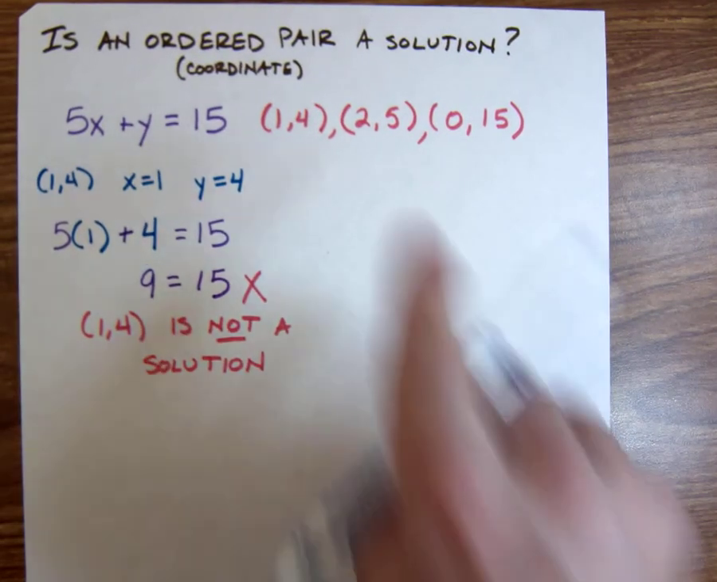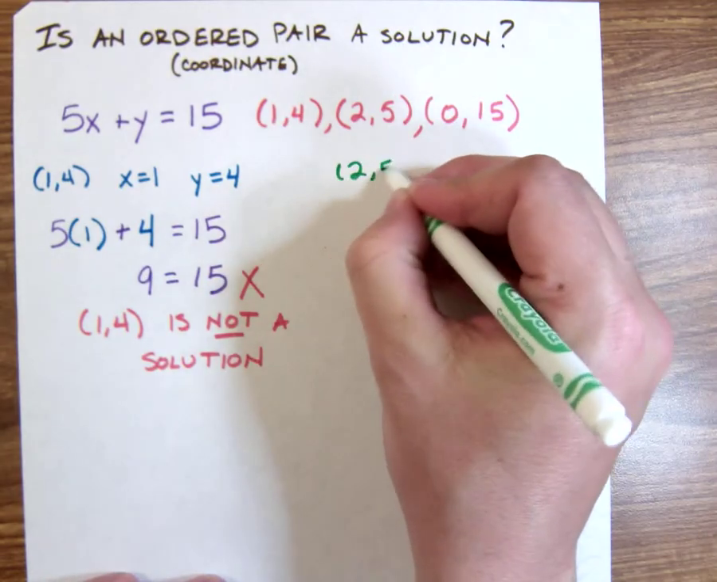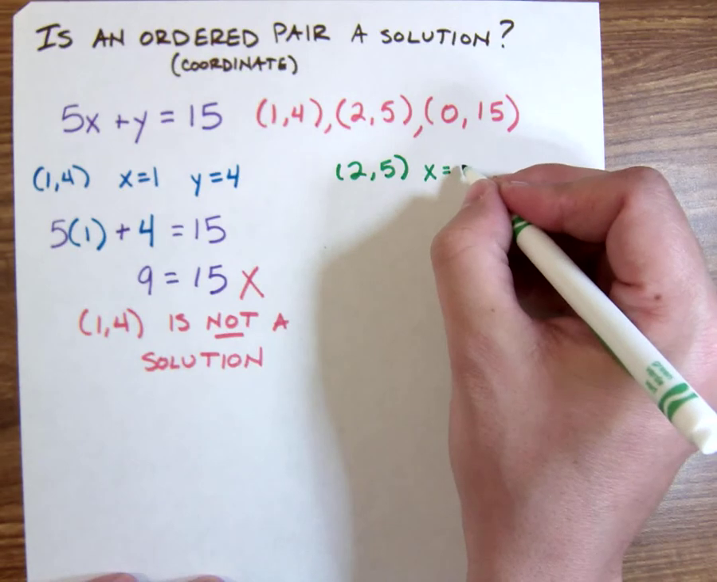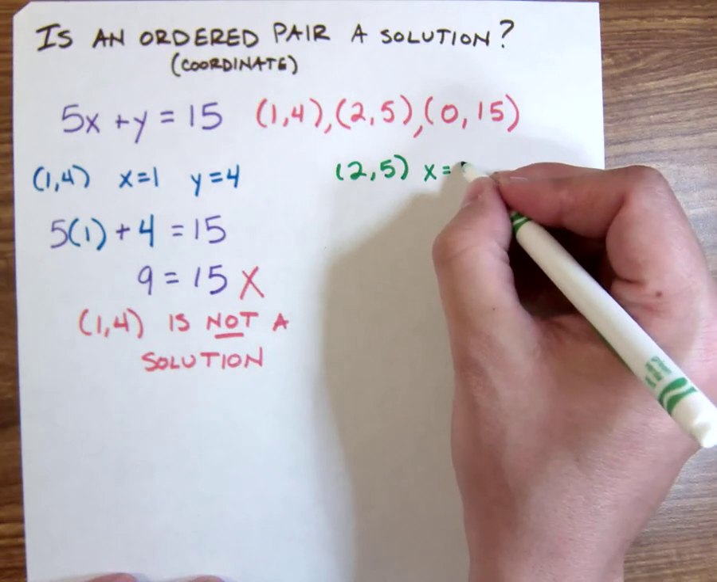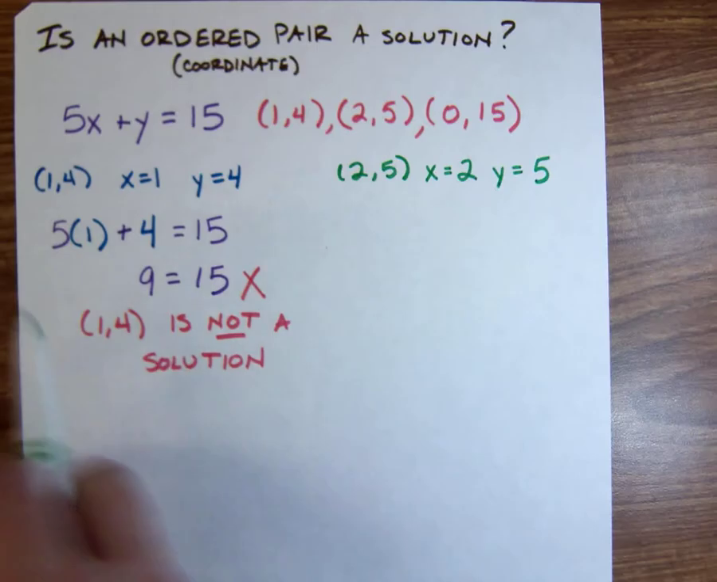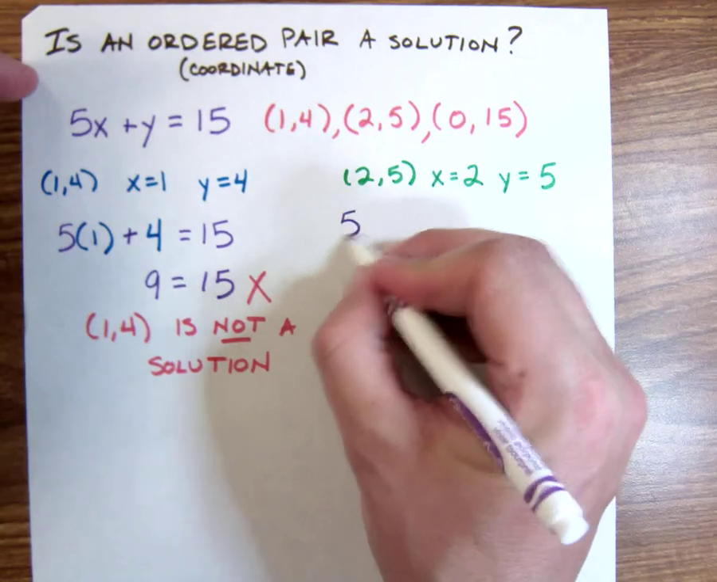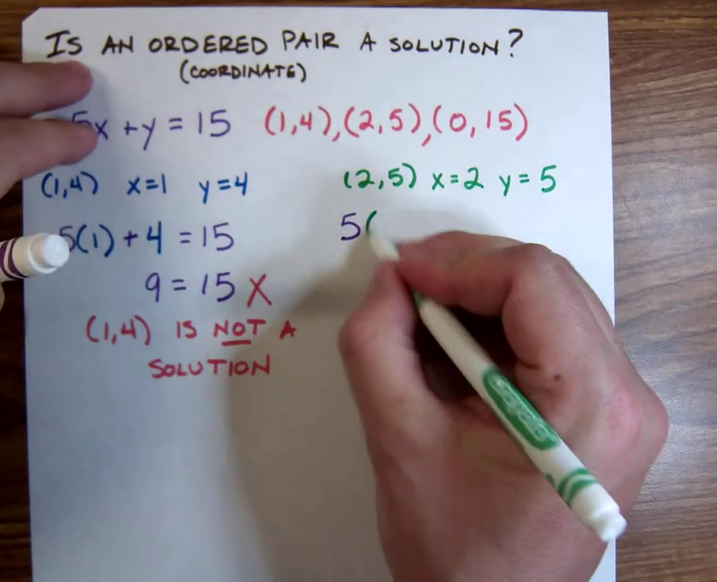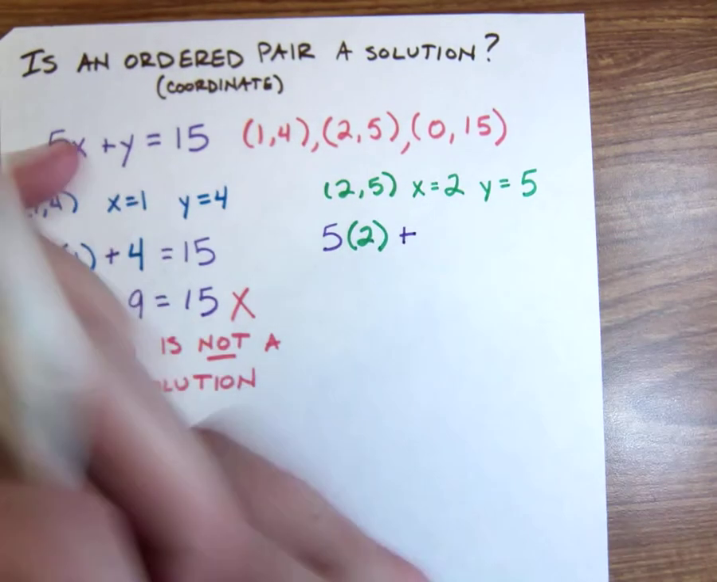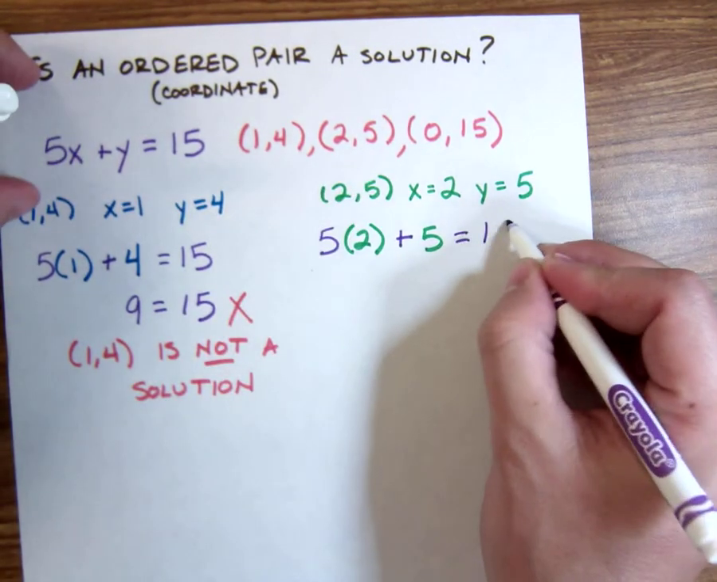Okay, let's try the next one. The next coordinate was (2, 5), which means x equals 2 and y equals 5. So I'm going to take my original equation, 5x plus y equals 15. I'm going to do some substitution here. 5x plus y equals 15.